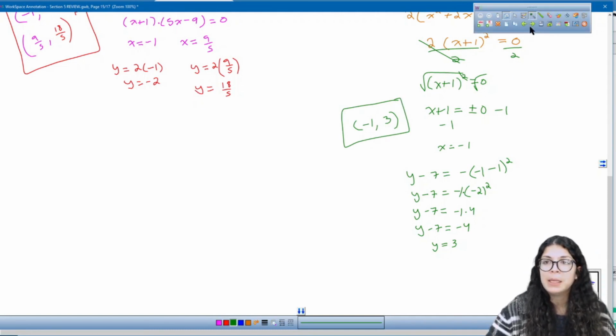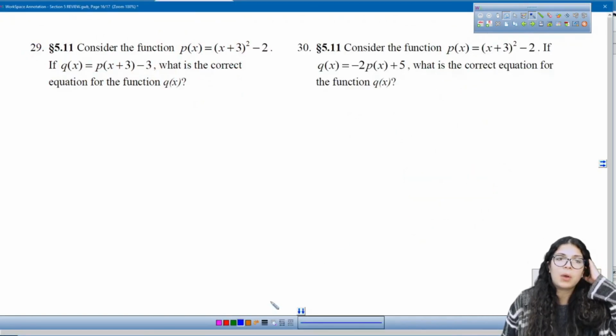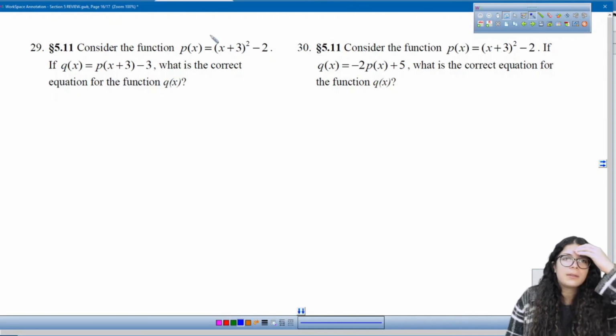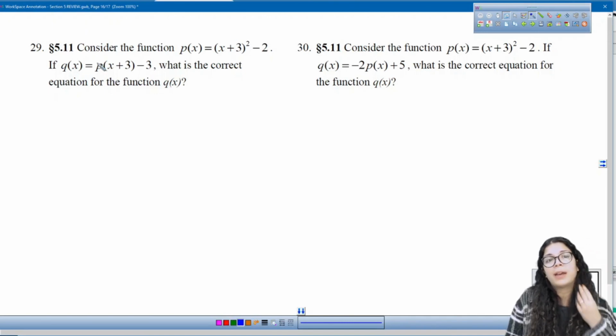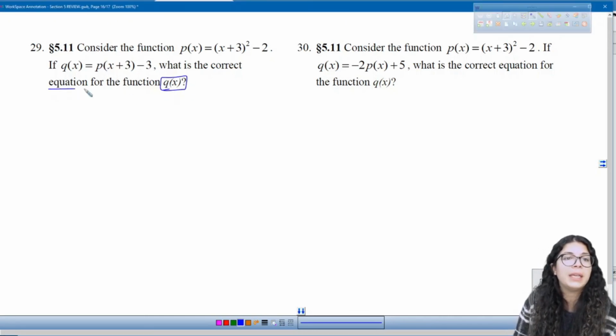All right. Let's move right along to number 29. So on 29, we're going to consider this function. If q of x is p of x plus 3 minus 3, what is the correct equation for q of x? So we need to just write the equation for q of x. So this is not the actual equation for q of x. This is the equation of the transformation, right? This is just the equation that represents the transformation. So I need to write the actual equation for q of x.